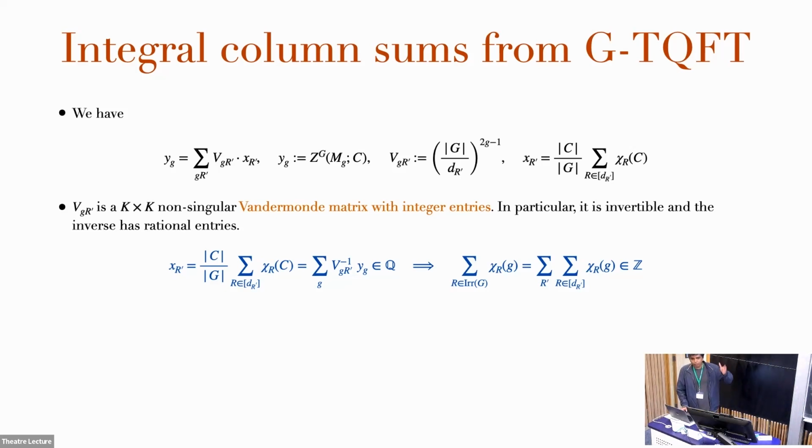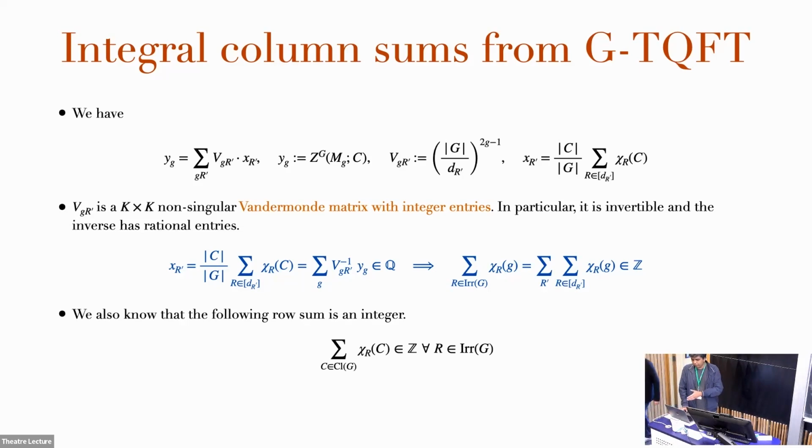So this is a result for the column sum. But we can also have row sums, which is a sum over conjugacy classes. For example, if we sum over conjugacy classes of representations, this is a row sum in the character table. This is also an integer. So how do we see this from quantum field theory? This is like the dual statement for conjugacy classes.